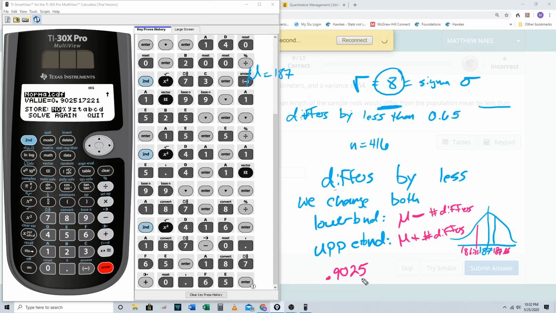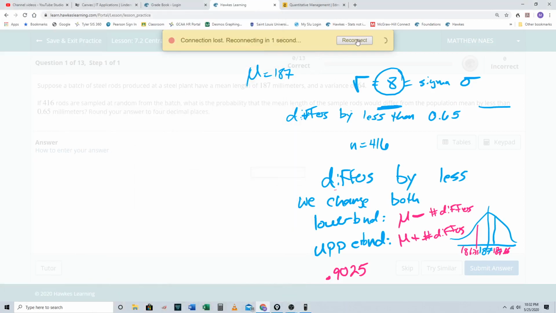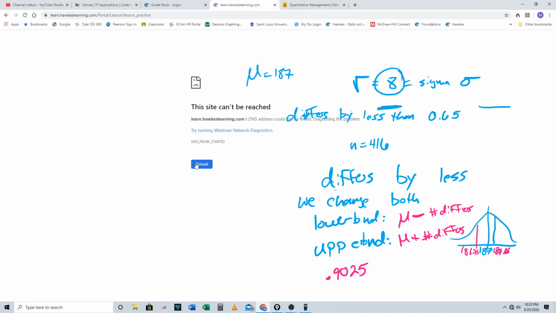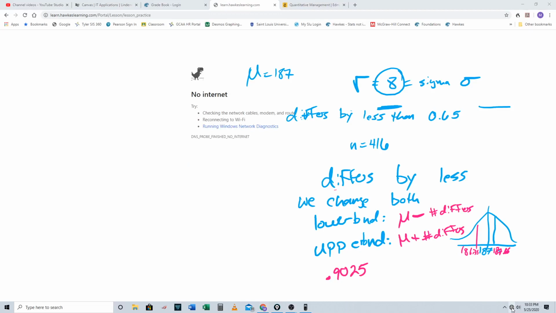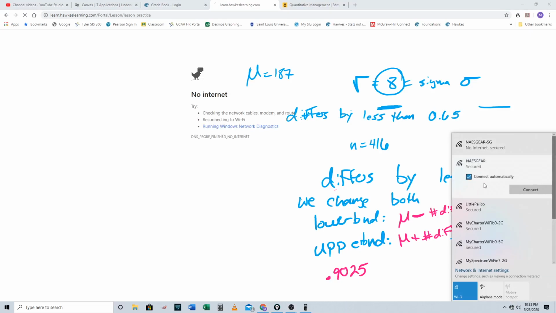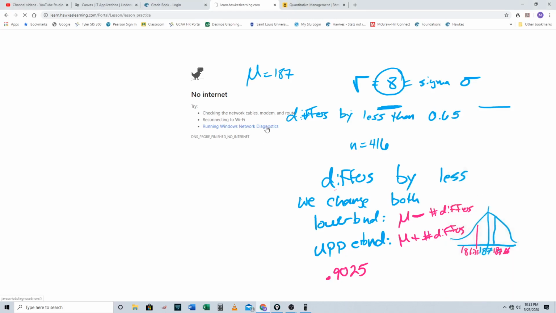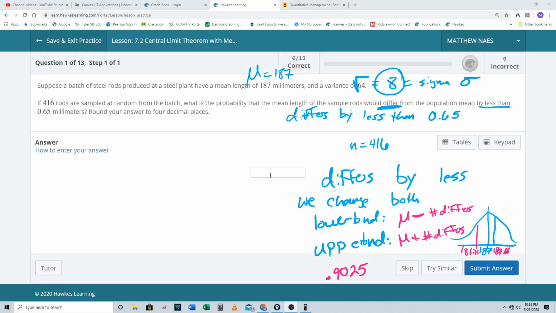Now, if you notice in the background, it's reconnecting. It's probably failing a bunch. Come on. I have no internet. My internet's crapping out on me again. All right, give me a sec to get my internet back up. Okay, it's back up.